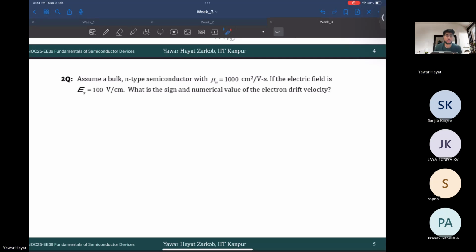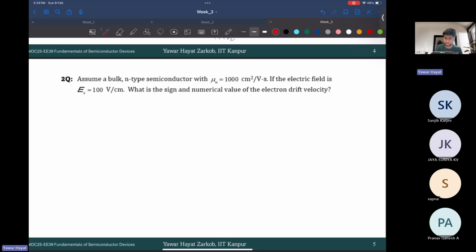Negative, sir. Would it be negative? The answer is correct, but I just need an explanation. Why? Because N type, sir. Yes, it was N-type, but still, why the negative sign? Because the motion of the electrons is opposite to the electric field. Correct. Thanks, Pranav.